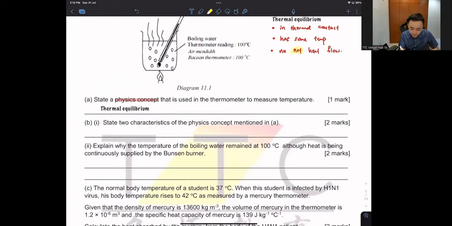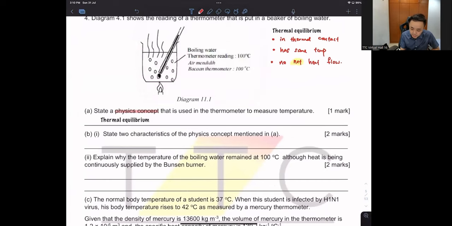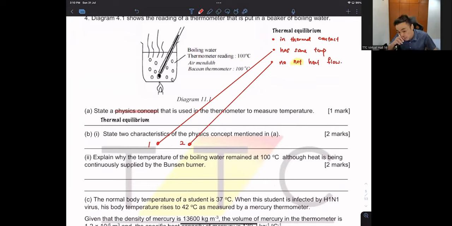State two characteristics of the... there we go. We got the answer here already. Literally up there in the copy. Two characteristics, am I right? So you can say same temperature, 1 point. Okay, no net heat flow, 1 point. Okay, they want two. So just bring that, one and two. Okay. Can you say same net heat flow? No, cannot use the word same.